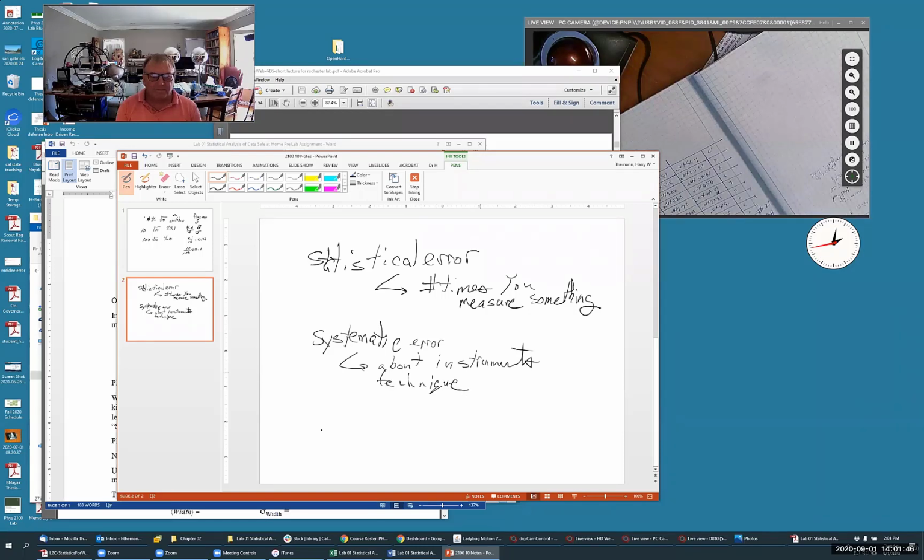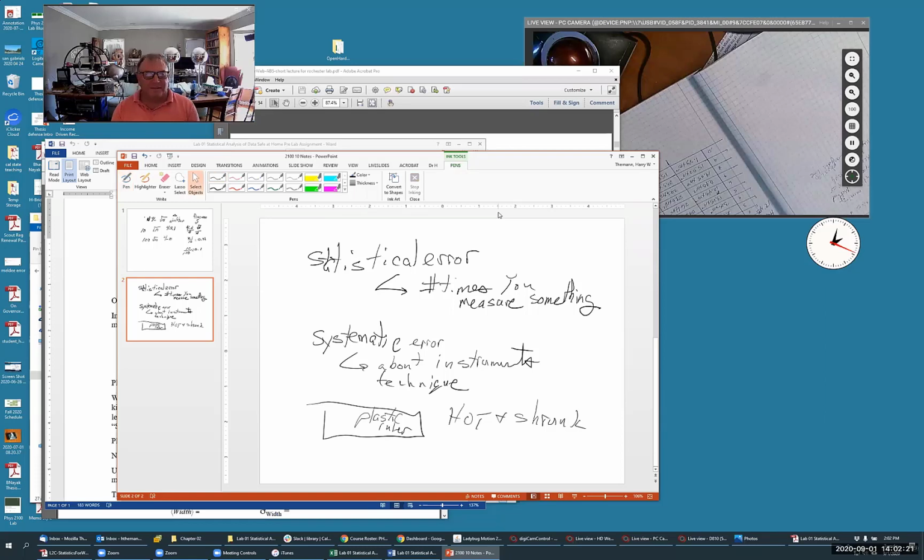So let's say you have a ruler, a plastic ruler, maybe one could imagine. And it got really hot and it shrunk. So it's not going to give you the right measurement anymore. So that's an example of a systematic error.